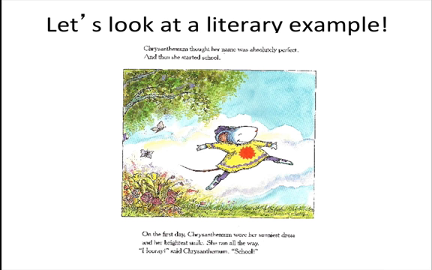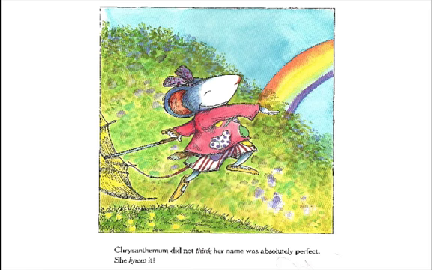Now we're going to move to the end of the book. So this was the first page of the story, and now this is the last page of the story. And it says, "Chrysanthemum did not think her name was absolutely perfect. She knew it." And I want you to take notice of the way that her face is pictured here also.